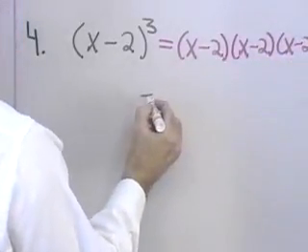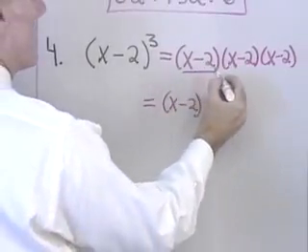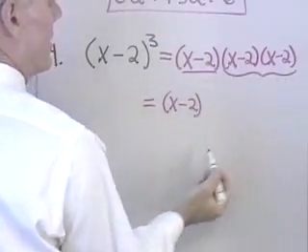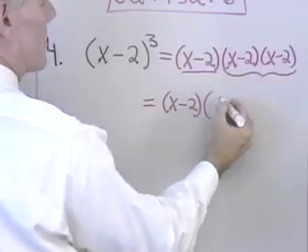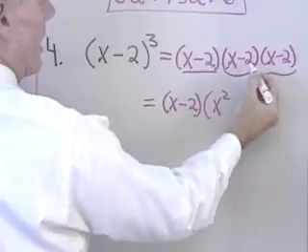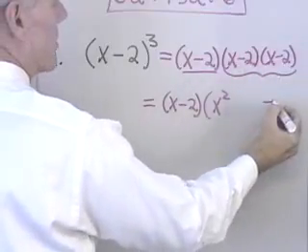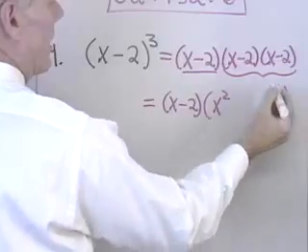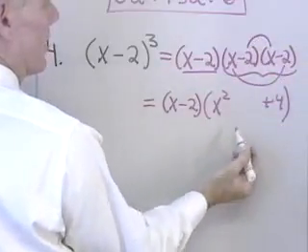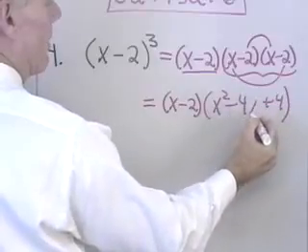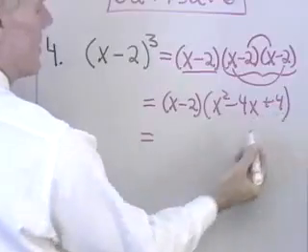So let's multiply x minus 2, that's this, by what I get when I multiply these two together. x minus 2, I'll have x times x, which is x squared. The last term will be negative 2 times negative 2, which is positive 4. And the middle term comes from these two multiplied together plus these two multiplied together. So that's negative 4x.